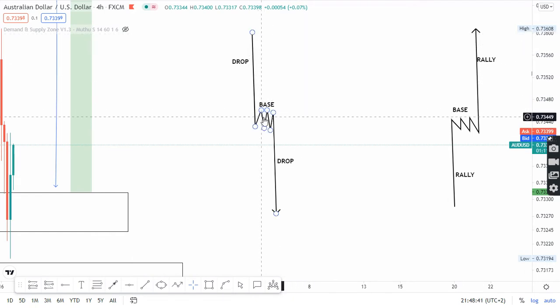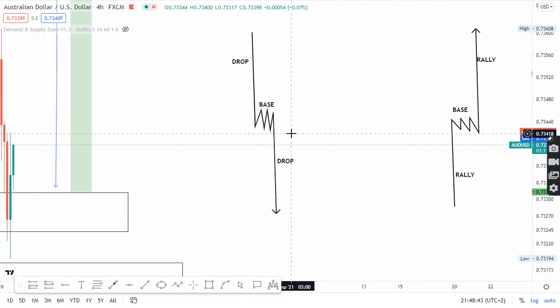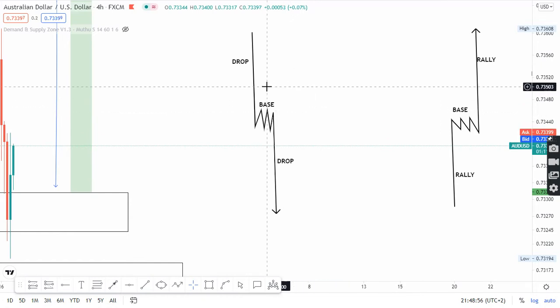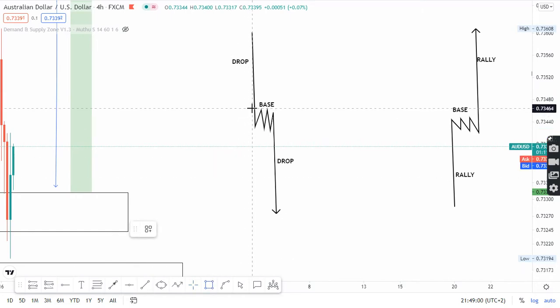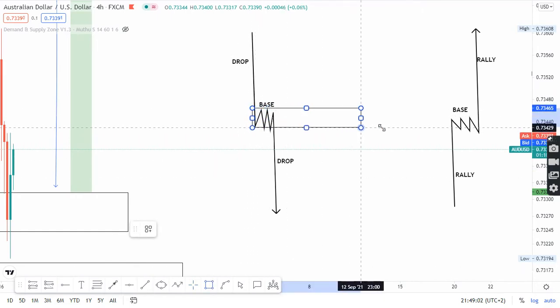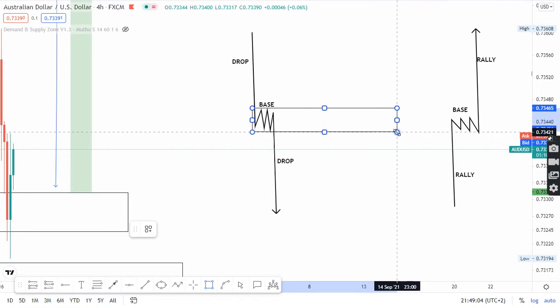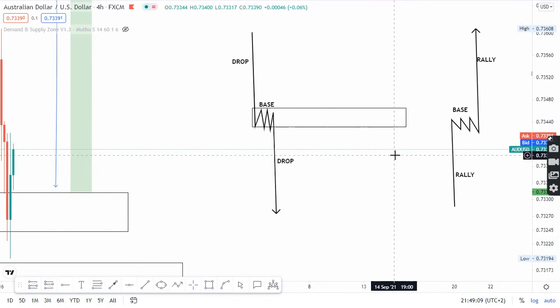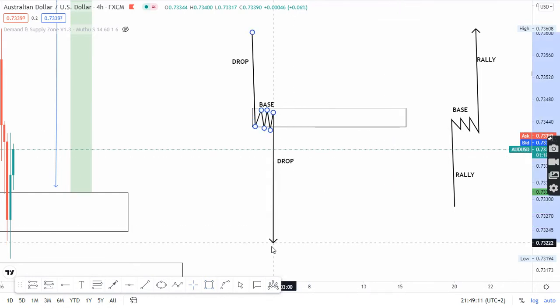Then price will drop, and then it will consolidate a little bit, right? After that consolidation, it drops again. When it's consolidating, it's going to look like a flag pattern, right? When you identify such a flag pattern, that's your base. You can label that as your base, and then the next thing you're going to do is just draw a zone, try to cover that whole consolidation, and extend it to the right side.